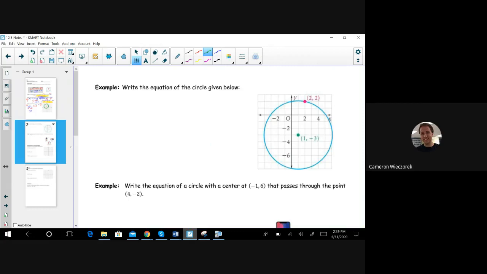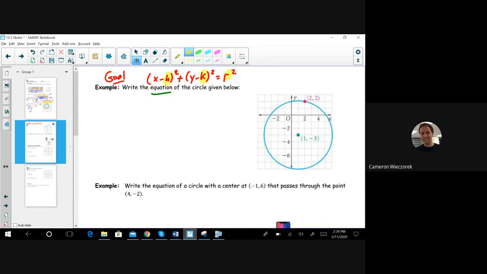All right, so this one's backwards. This one, they give you the graph of the circle, and you've got to write the equation. So what does that mean? It means you need to make (x − h)² + (y − k)² = r² happen. That's your goal. So what do you need? You need three things: h, k, and r.